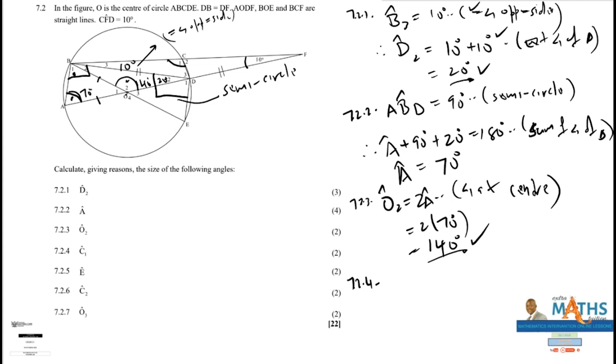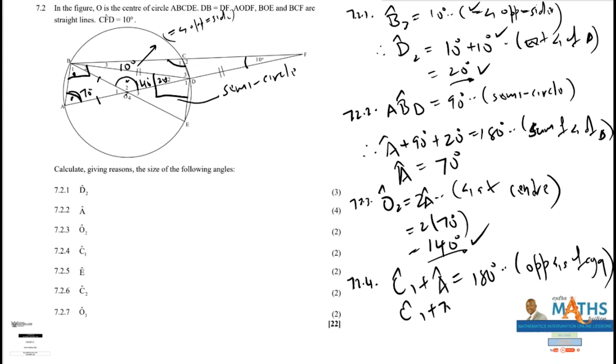And then 7.2.4, C1 plus A is equal to 180. Exactly. Why is that? Opposite angles of a cyclic quad. Then C1 plus 70 is equal to 180, right? And then we can say now C1 is equal to 110 degrees. Right. I hope you can still follow what I'm doing.